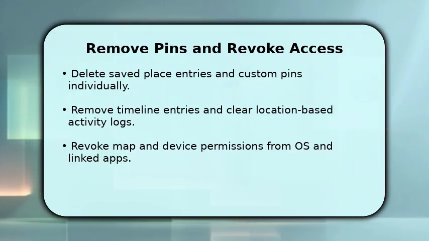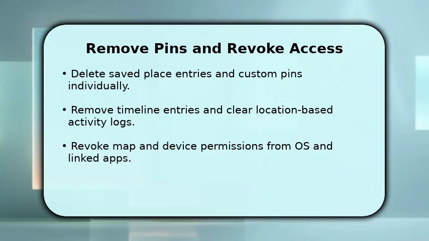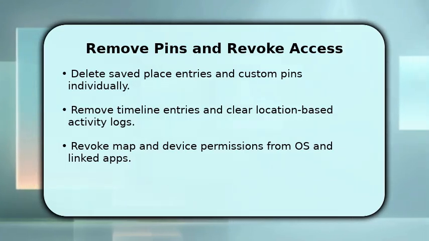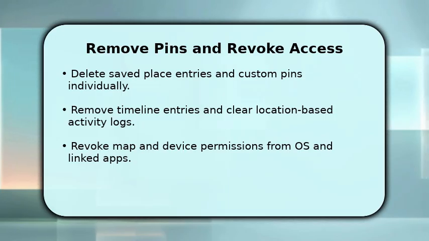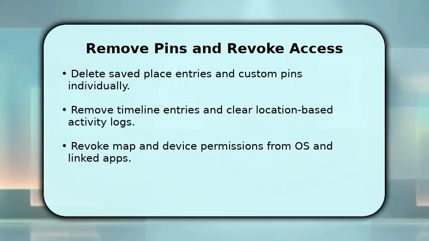This prevents local restoration. Then clear location-based activity and cached data in the app settings so stale info disappears. After that, revoke location permissions for the app on your device and any linked accounts or third-party apps. This prevents future automatic tagging. Make sure you also check other synced devices and sign out where necessary so the deletion propagates across.